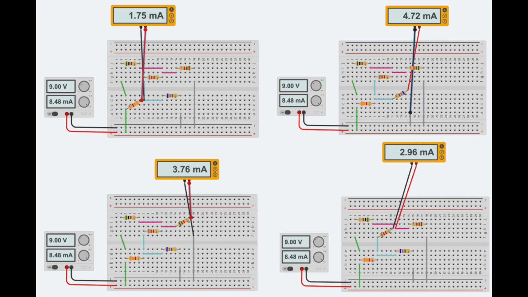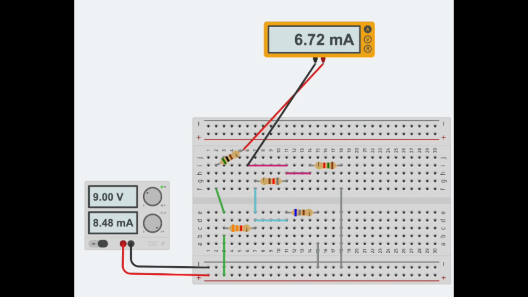Now, you have to repeat this whole process in each one of the resistors so you can measure either the voltage or the current in each of the resistors.